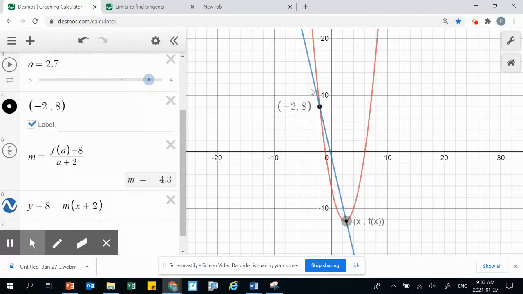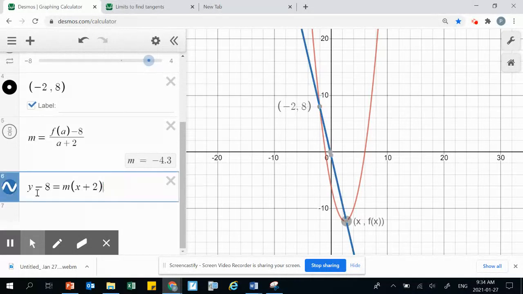Now this blue line is not a tangent line, it's actually called a secant line. A secant line intersects the curve through the point. We're trying to find the point of tangency, but it's intersecting the curve at another point as well. So this m is the slope of the secant, not the slope of the tangent. What I have here is y minus 8 equals m times x plus 2. This is the equation of the line passing through this point: negative 2 is my x value, 8 is my y value, and it's using the slope I've calculated.